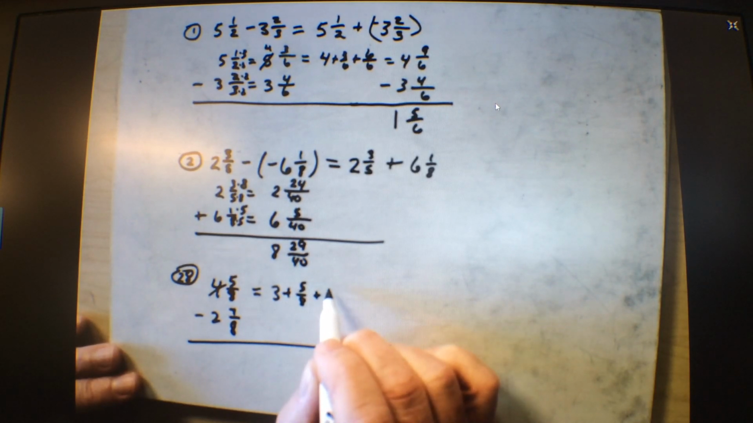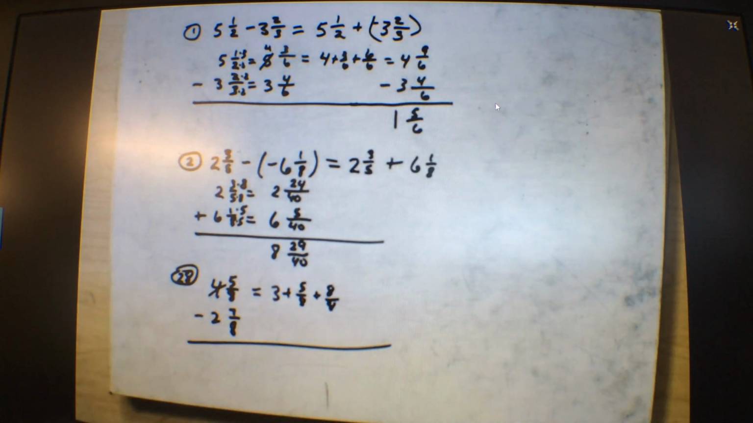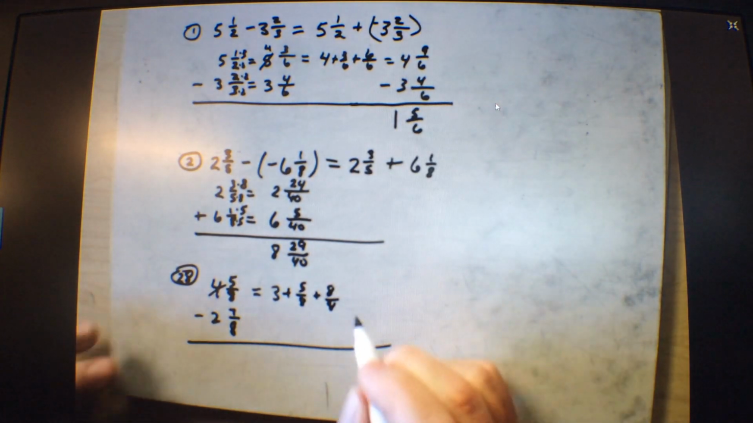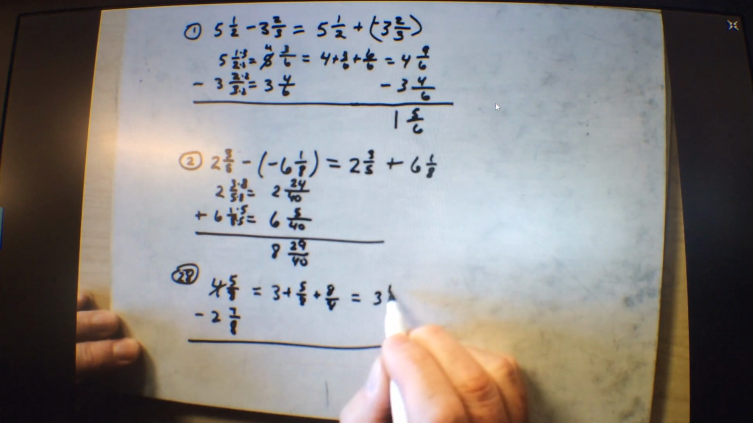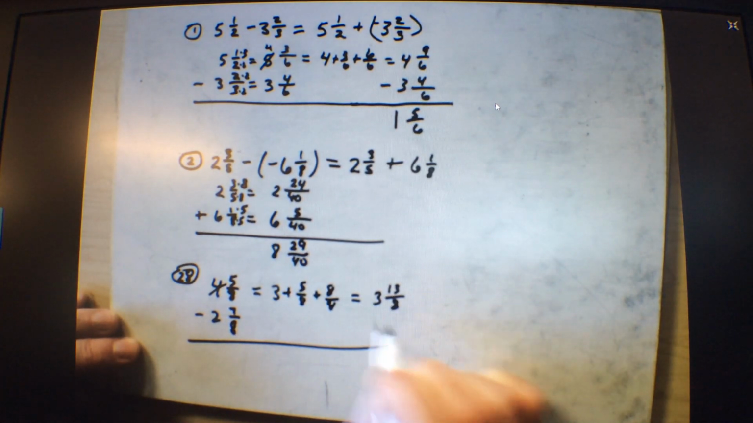8 8ths. Okay, Olivia, 8 8ths. If my denominator was 10, what would it be, Olivia? 10 tenths. If my denominator was Olivia, what would it be? Olivia over Olivia. Do you understand what I'm trying to say to you? Okay, so this is 3 and 13 over 8. Is that correct? I have trouble with 8s on this.